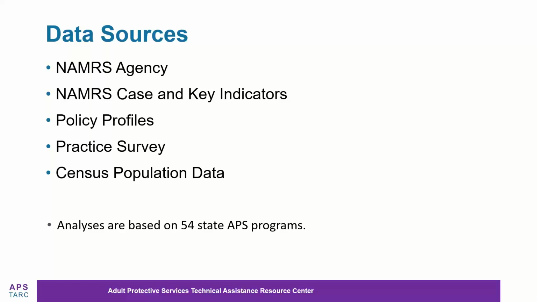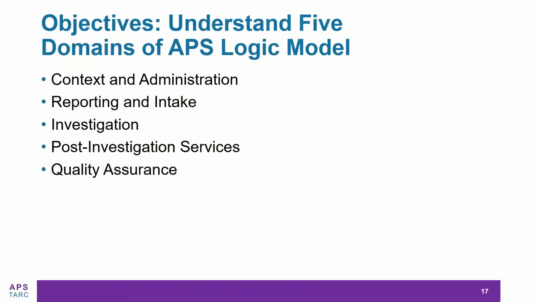Our analyses are based on 54 state programs. If you're wondering how we got to 54, we have all states, we have the District of Columbia, and then we have 3 states that implement APS separately in 2 different programs. So Louisiana, Massachusetts, and Pennsylvania have 2 different APS programs in each of those states. So we counted each of those twice. We included those 2 programs separately. Okay, go to the next slide, please.